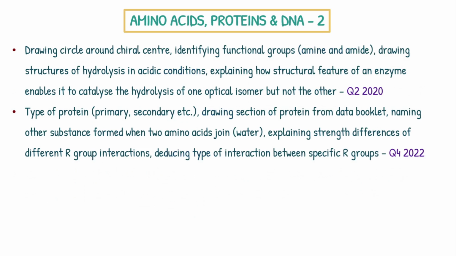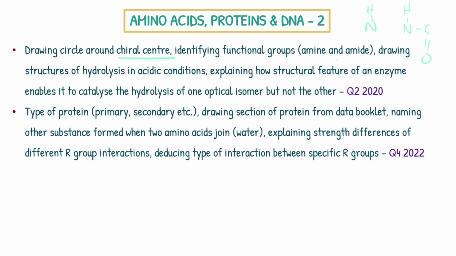Right, part 2 for amino acids, proteins, and DNA. Again, drawing, there's a lot of drawing in this topic, not going to lie. Drawing a circle around a chiral center, so hopefully you're familiar with what that is. Identifying functional groups, so an amine and an amide. So you have amine, NH, and then whatever H's are on it, and then amide is obviously like this.